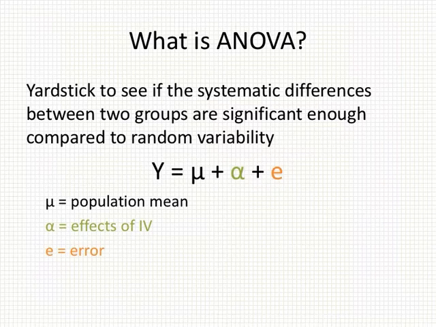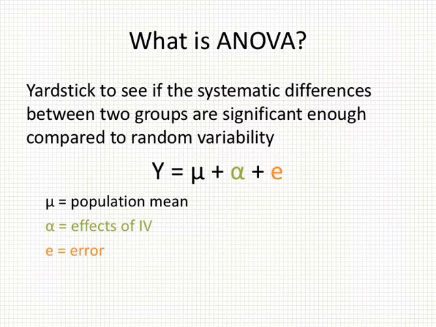So let's go back to the question of stats performance or exam grade. Your stats grade, we use Y, is a function of three different factors. One is the overall mean of everyone's stats grade. That's this, mu is the mean. And then the second one is the effect of the IV.